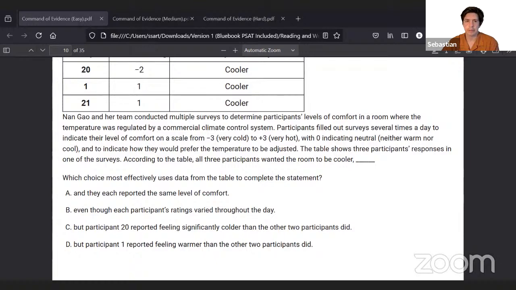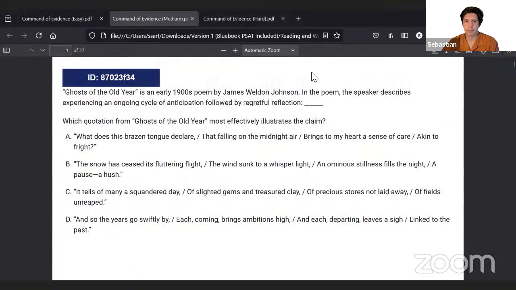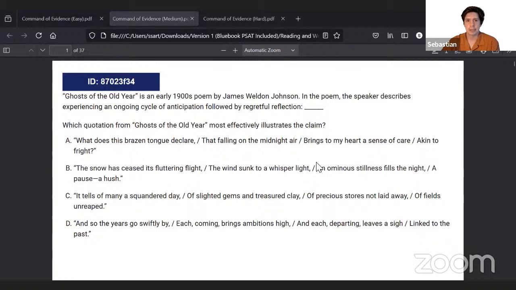All right, so now we're going to amp it up, go up a little bit in difficulty and see how it goes.